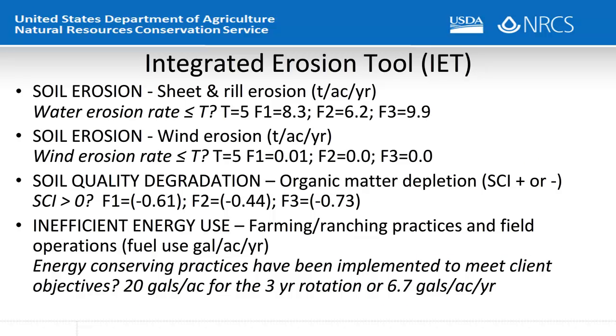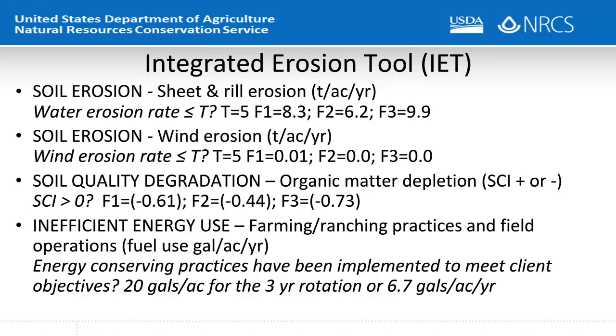Now to answer the assessment questions. For the soil erosion, sheet and rill erosion concern, is the water erosion rate less than or equal to T? From the IET report, the T value is 5 and the soil loss on field 1 is 8.3. Field 2 is 6.2 and field 3 is 9.9 tons per acre per year. The soil loss exceeds T on all the fields.